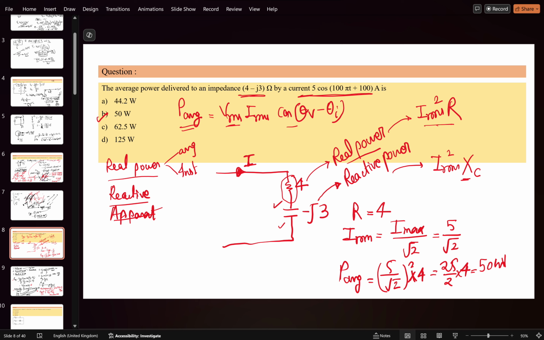And the reactive power is always consumed across the inductor or the capacitor. The capacitor absorbs lagging Q, delivers leading Q, and the inductor absorbs lagging Q. The lagging and leading concept I will explain in a further slide. Just remember these concepts and the formula itself.